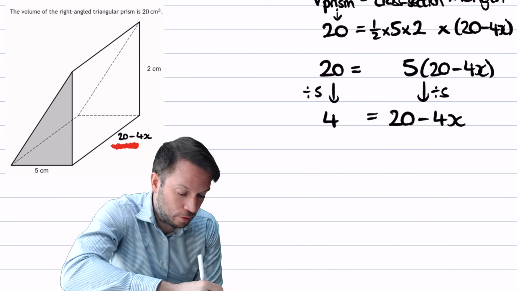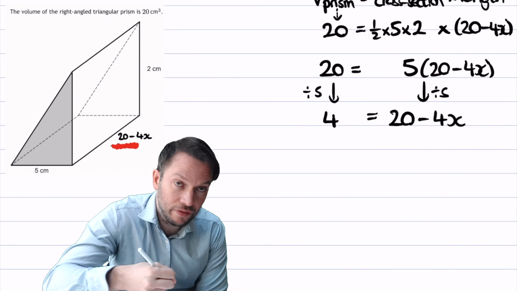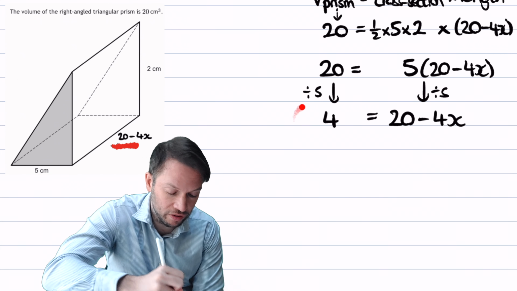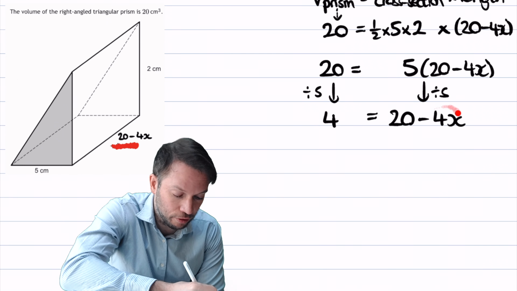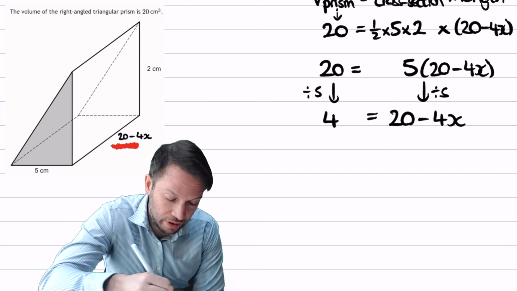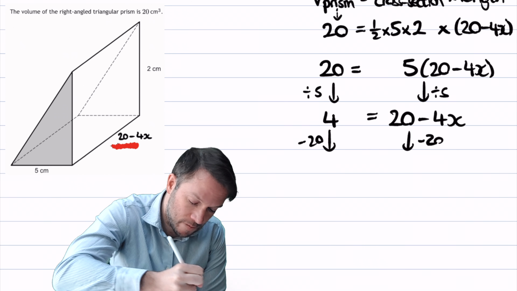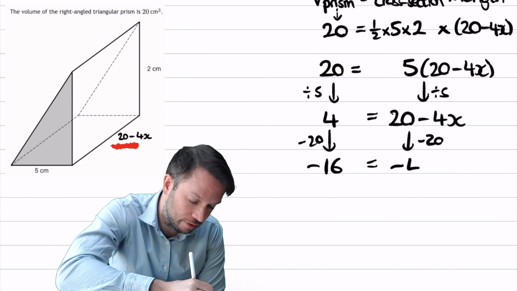Now, this 4x term is being subtracted. So different strategies for this. You could either add 4x to both sides of the equation, so then the 4x term becomes positive over here, or we could just subtract that 20 there, because it's minus 4x plus 20. So if we subtract 20 from both sides, then the 4 minus 20 is 16, and on the right-hand side, we're just left with minus 4x.